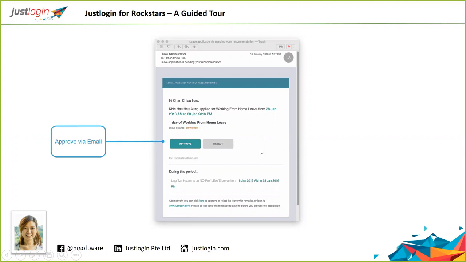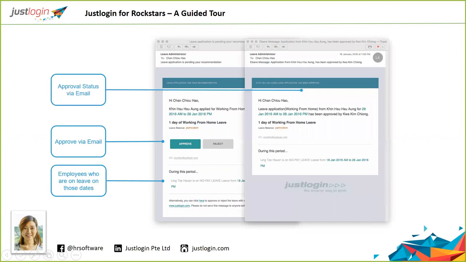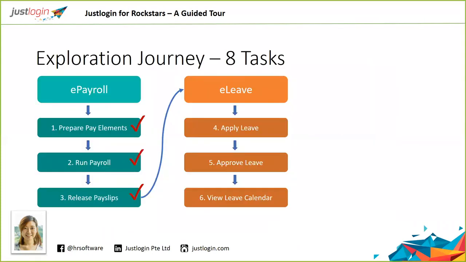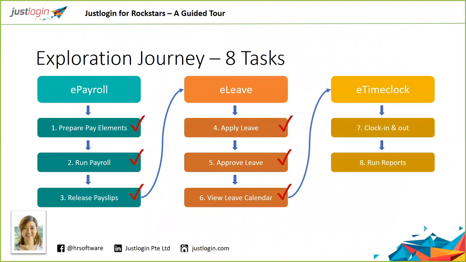So this is how when you approve via the email, you will be able to see who is on leave during the period. And once the approval has approved, the applicant also will receive an email to ask them to approve the email calendar, so that in their email calendar there will be a leave. They will see that they are on leave on that day in their email calendar. So that's about the eleave, 3 basic features. Let's go for the e-time clock.